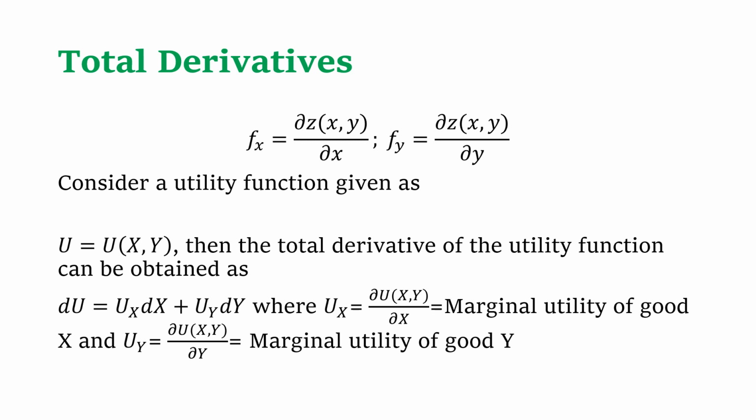The partial of u(x,y) with respect to y, dy, right? Which is u_y dy. So u_x here, the partial of u(x,y) with respect to x, is the marginal utility of x, and u_y, the partial of u(x,y) with respect to y, is the marginal utility of y. So if we plug that in here, we get the total derivative. So this is the total derivative of this particular function.